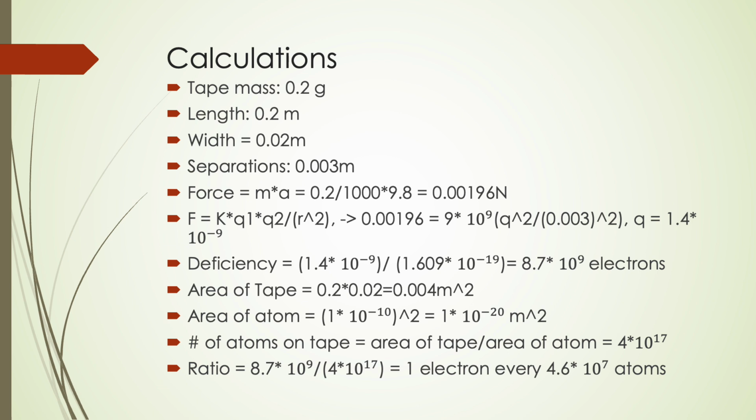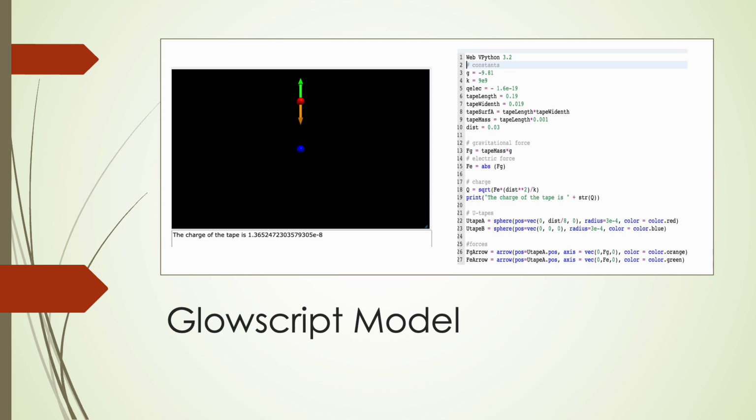Also, we found that the deficiency was 8.7 times 10 to the 9 electrons, and to find the number of atoms on the tape, we just took the area of the tape and divided it by the area of the atom, which would get us 4 times 10 to the 17th. The ratio between the deficient charges and the number of atoms is about 1 electron every 4.6 times 10 to the 7th atoms. Here's our GlowScript model, and from this we calculate that the charge of the tape was 1.4 times 10 to the negative 8.